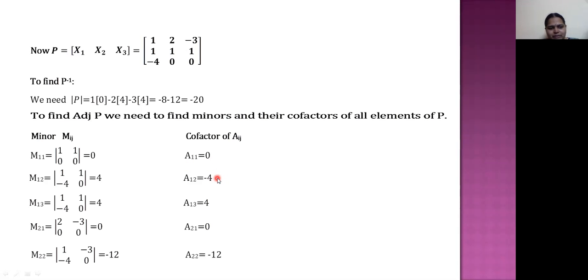Coming to A12, since M12 is 4 and we take its negative value, A12 is minus 4. Now A13: M13 is 4 and A13 we also take 4 only, because we take the positive. Of course M21 is 0, so the negative of 0 is nothing but 0 only. So we keep it as it is. Next M22 is minus 12 and minus 12 only we take here also. While finding the other minors we will proceed in the same manner.